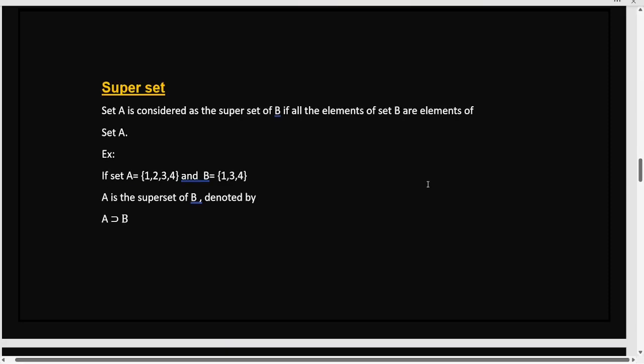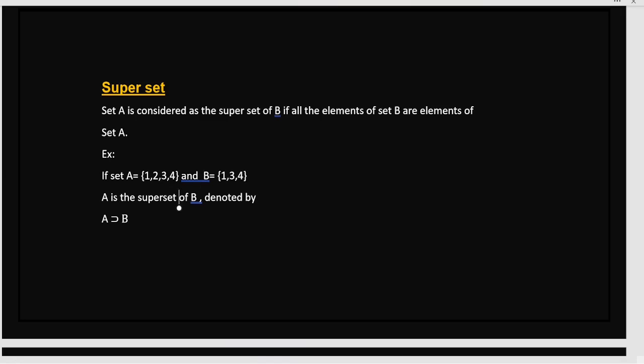Now comes another concept, superset. What is a superset? Set A is considered a superset of B if all the elements of set B are elements of set A. That means, suppose set A is there. It has 4 elements. Set B has 3 elements, 1, 3, 4. Set A contains all the elements of B. So set A is the superset of set B.